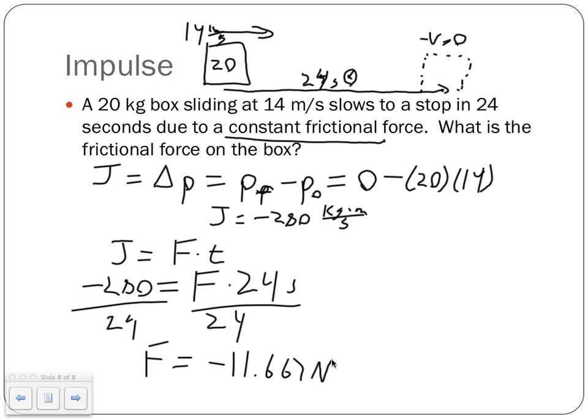Significant figure-wise, we had a 20 kilogram box to start with. That'll round it to 1 sig fig. And so our final frictional force here is going to be equal to negative 10 newtons. So that would be our force on our box here.